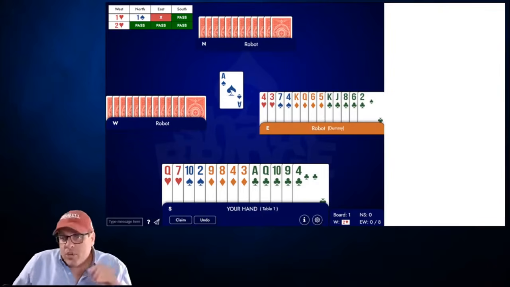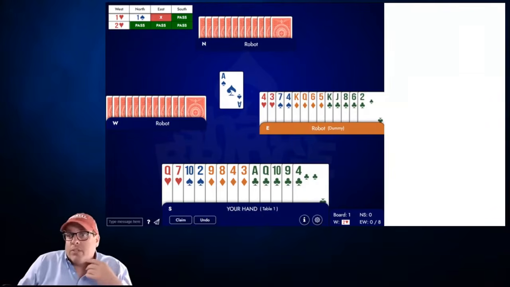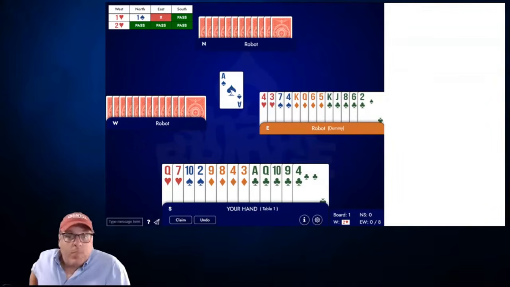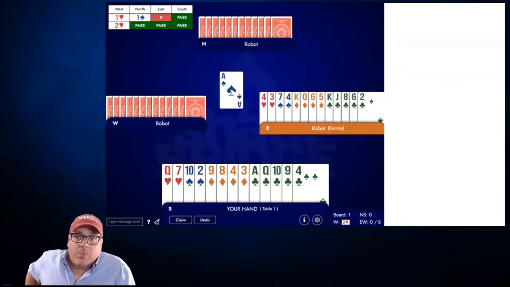And remember, we're playing 2 hearts. 2 hearts is the contract. And so some of the most important parts of our bridge game come down to how we communicate to partner.